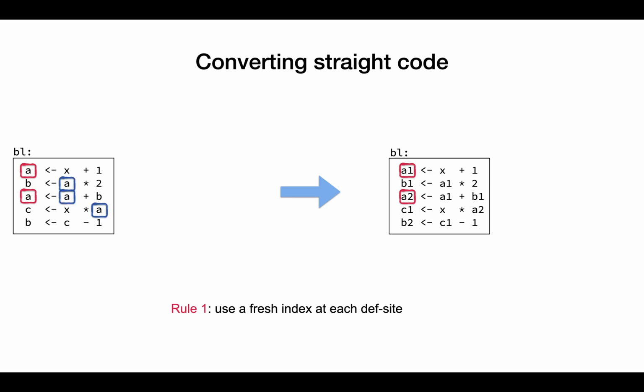For instance, here with these three uses of A, the rule that we will follow is simply to use the most recent definition at each use site. So A1 in the first two cases, but A2 in the third case.